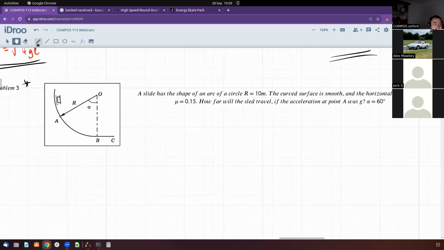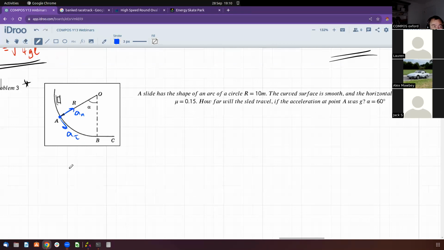Aha. So at A, the acceleration was g. What on earth does that mean? Because how could it be g? Well, g is the total acceleration. And then we have two accelerations. We have acceleration towards the center, the normal acceleration, and we have the tangential acceleration, tau.